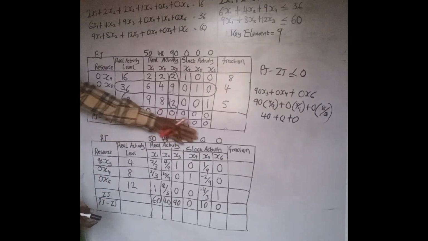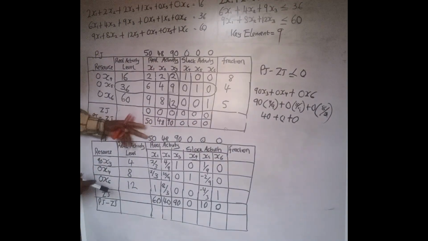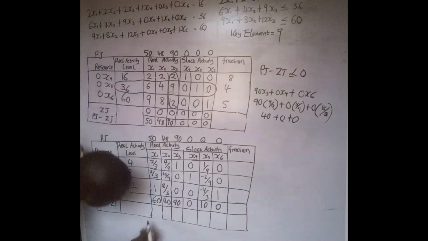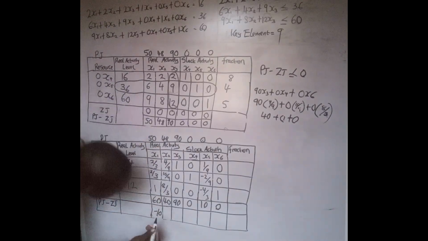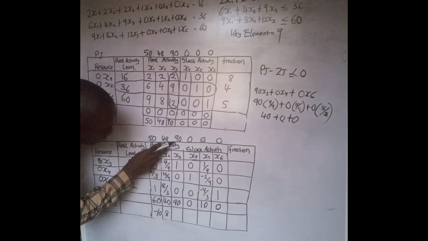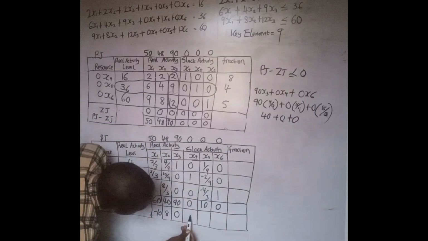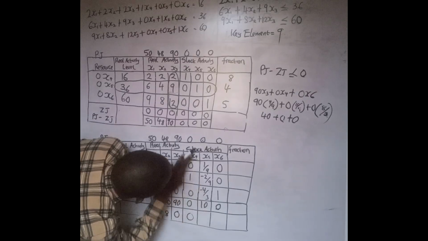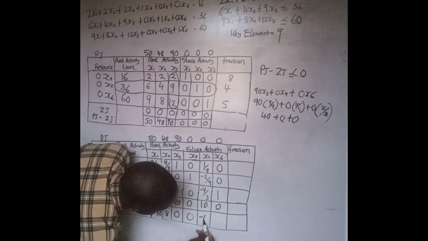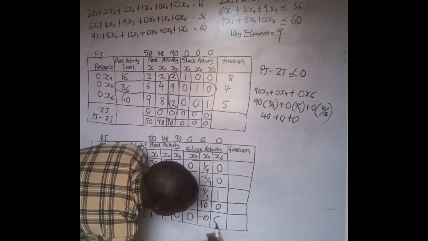So the next value we are going to be getting is PJ minus ZJ. As you know that we have our PJ here, which is the coefficient of the objective function. So therefore, if you have this 50 from 60, that is minus 10, 48 minus 40, that is 8, 90 minus 90, that is 0, 0 minus 0, that is 0, 0 minus 10, that is minus 10, this one also minus 10, 0 minus 0, that is 0.